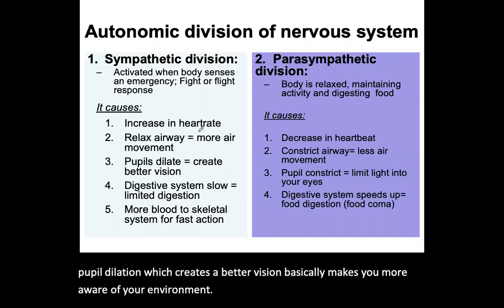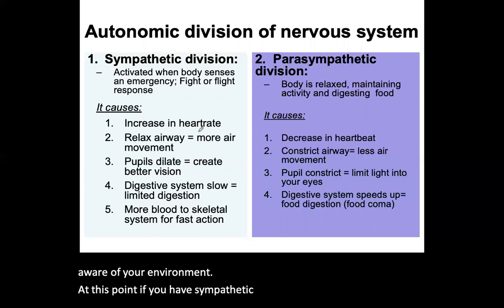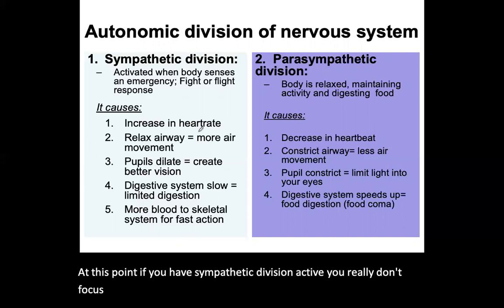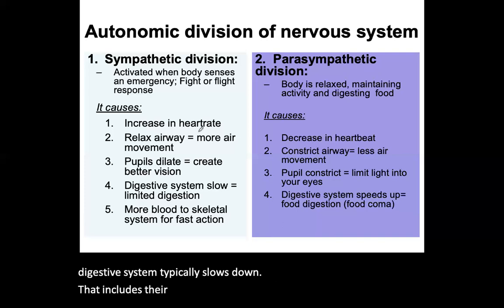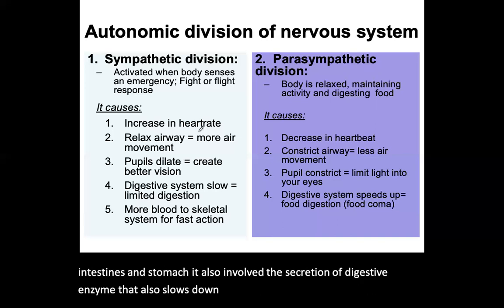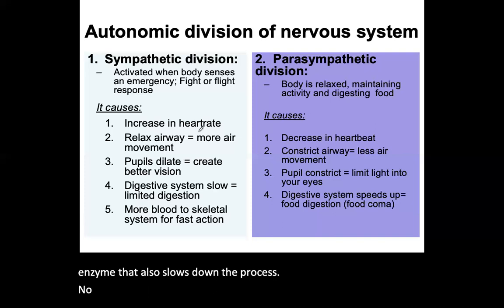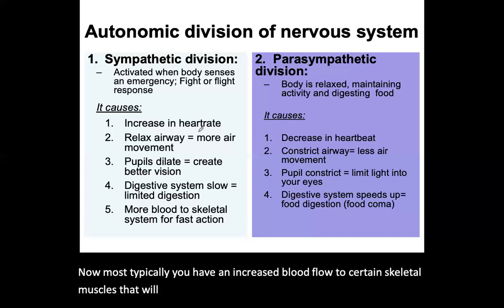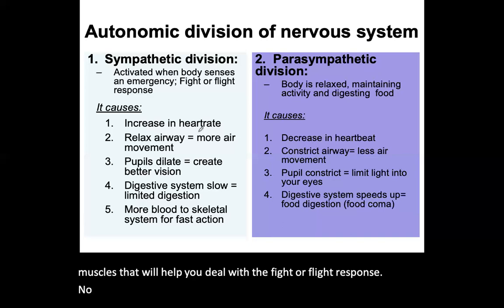At this point, if you have the sympathetic division active, you really don't focus on digesting your food. So any activity associated with your digestive system typically slows down. That includes the muscle movement that moves the food through the intestines and the stomach. It also involves the secretion of digestive enzymes, which also slows down. Most typically, you have increased blood flow to certain skeletal muscles that will help you deal with the fight or flight response.